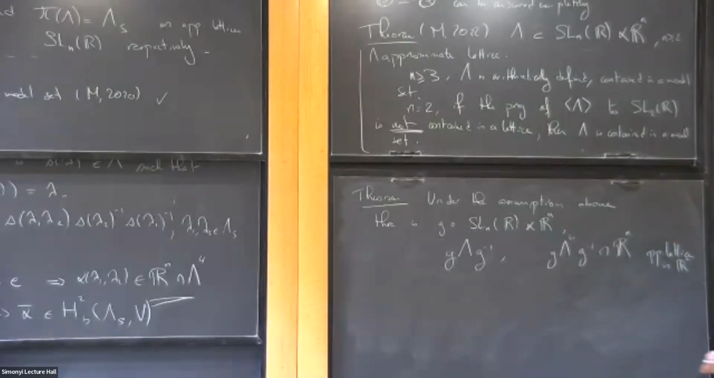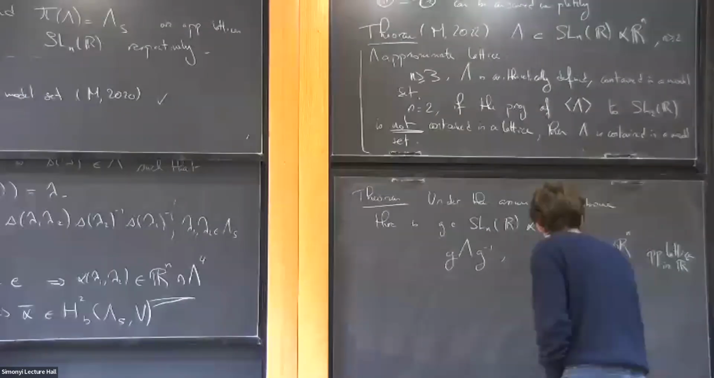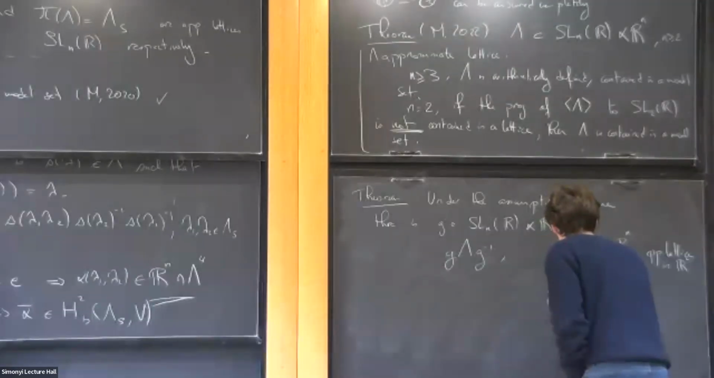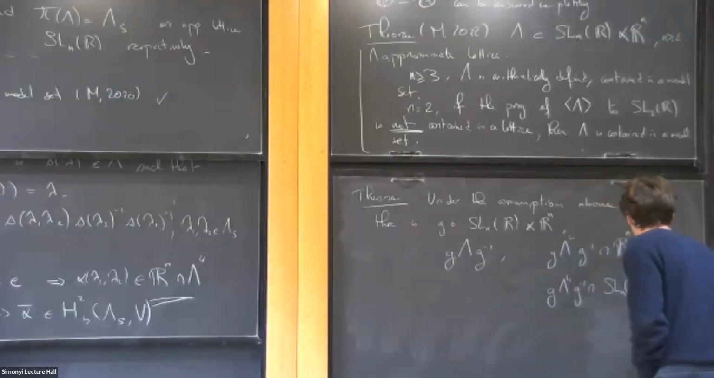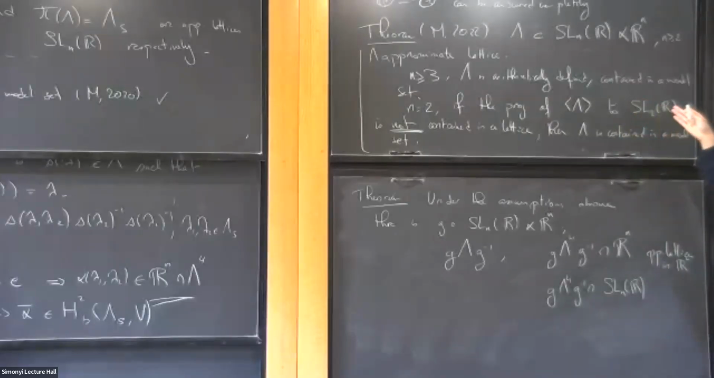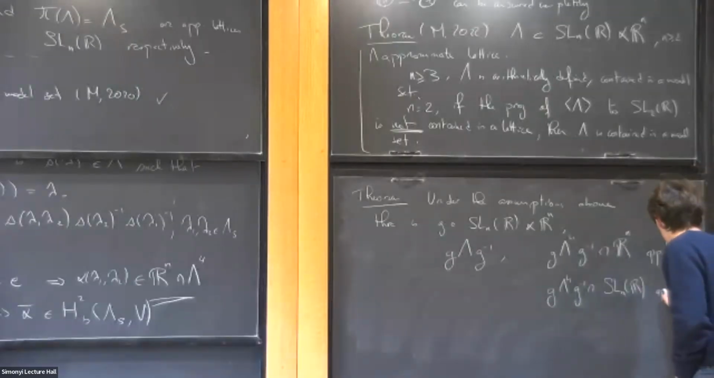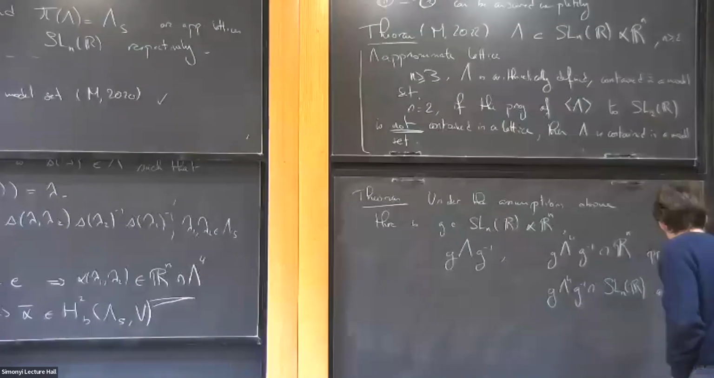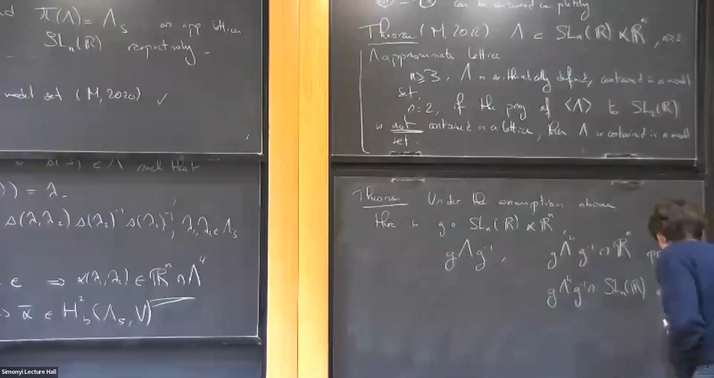Okay, so that's not a surprise. But something that's much more interesting is that now you have that g Lambda^4 g^-1 intersected with SL_n(R), where I see the usual copy of SL_n(R) in this thing, is an approximate lattice as well, in SL_n.